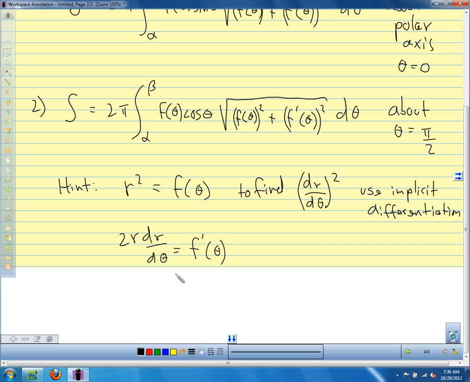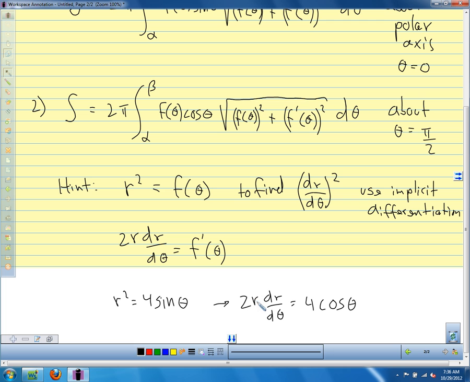So for example, if we had r squared equals 4 sine θ as our polar equation, we would say 2r dr/dθ is 4 cosine θ, and then we can solve for dr/dθ much more easily than taking the square root of 4 sine θ and then taking the derivative of that expression with the radical involved. So this simplifies much easier.